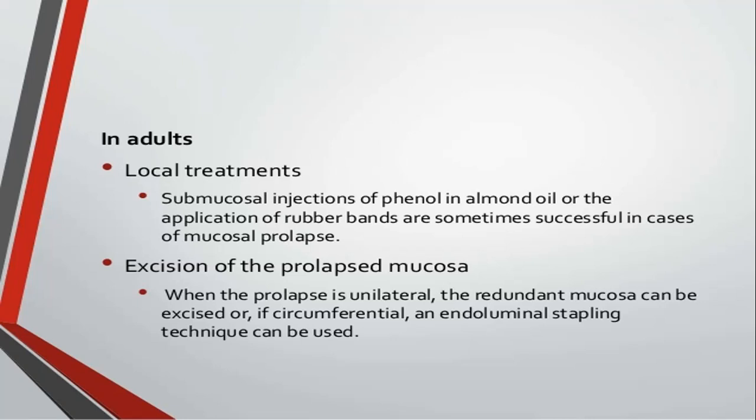When the prolapse is unilateral, the redundant mucosa can be excised; if circumferential, an endoluminal stapling technique can be used. So excision is not always the choice, because if it is unilateral you can go for excision. You can excise the extra mucosal part which is coming out from the anal margin. But if it is the whole circumference, you can go for stapling. You place the mucosa in the upper position, inside the anal area, and then apply the endoluminal stapling.